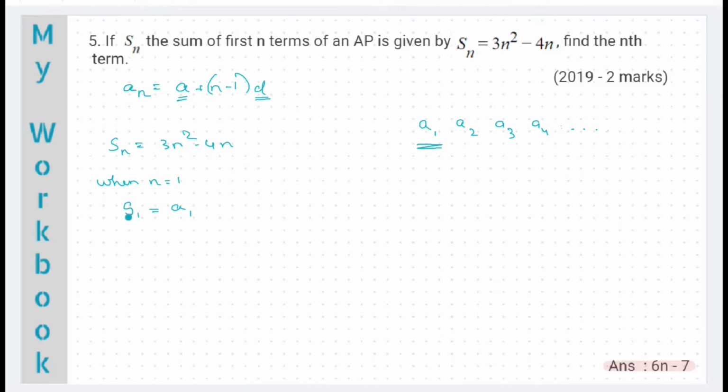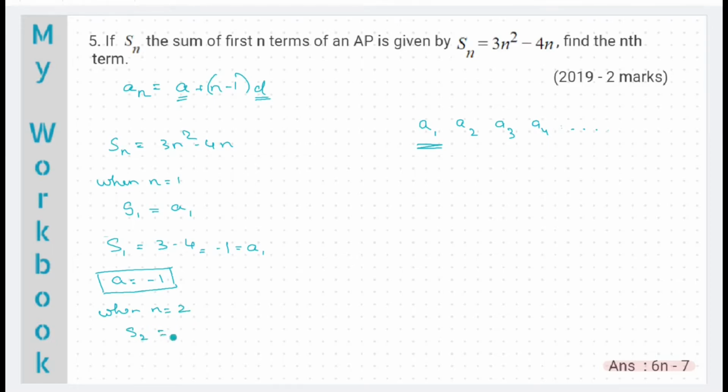So we can equate S of 1 is equal to A of 1. S of 1 is equal to 3 minus 4, substituting n as 1 here. So it is minus 1, which is the same as A of 1 or a, the first term. So the first term is minus 1. Now let's consider when n is equal to 2.